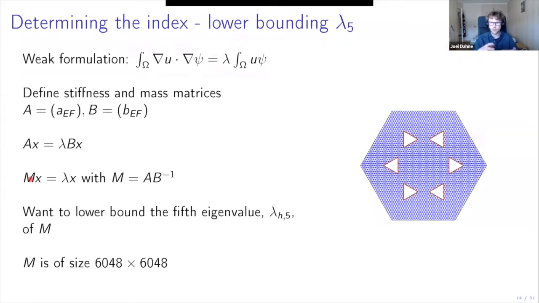This is an explicit matrix; we can compute all the elements in it. The main issue is that it's rather large, so we need a somewhat fine grid for doing this. The matrix is of size 6,000 by 6,000. However, the matrix is sparse. In our case, it even has rational components. This is not important for what we do with it, but it means that it's easy to compute, so getting M is easy. But now we need to lower bound the 5th eigenvalue of this matrix, and it's a large matrix.